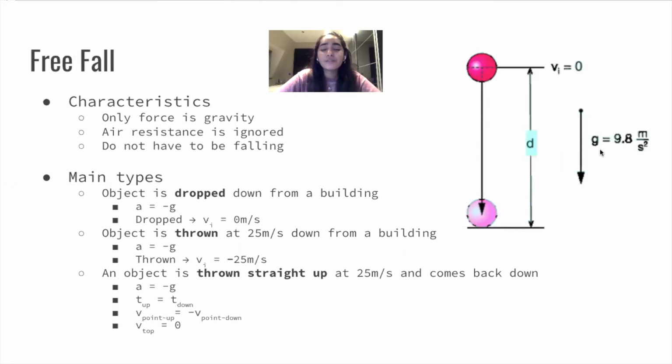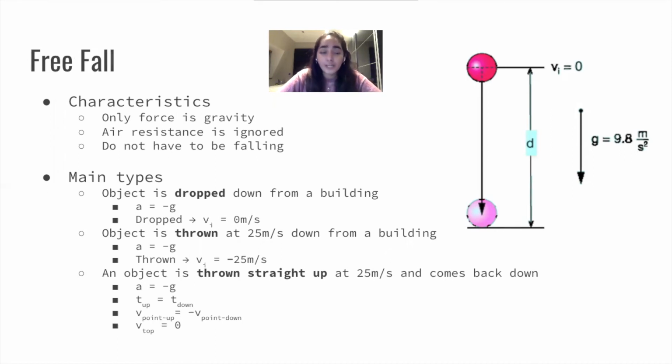Freefall. And freefall is a very specific type of projectile motion. And this is when the only force is gravity and therefore all air resistance is ignored. It's not very realistic, but it does help us solve for various other situations. There are three main types of freefall. One is when the object is purely just dropped down, like from a building.